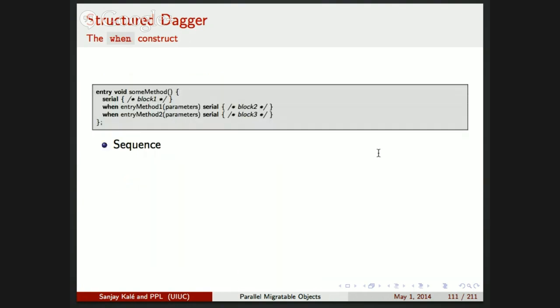So where we really get the power of SDAG is when we combine these serial blocks with the when construct. Going back to this sum method, we can get the sequencing we're looking for: if sum method is invoked, the first thing we'll do is execute this serial block of code, block one. Then we'll wait for the arrival of entry method one. As soon as entry method one has arrived and been invoked, in serial we'll execute block two, whatever code that might be; it could be any block of C++ code. And then finally we'll wait for entry method two. Once that arrives, execute block three.